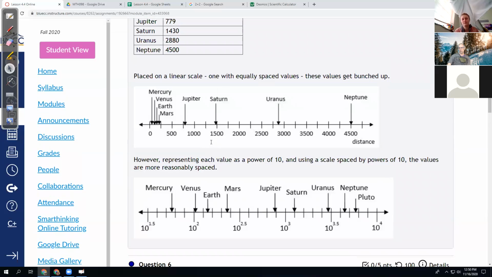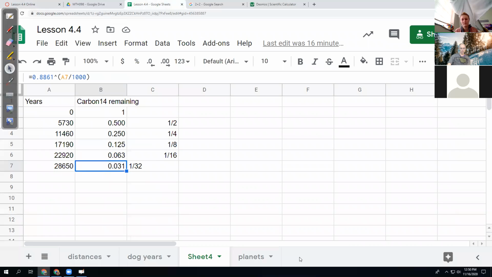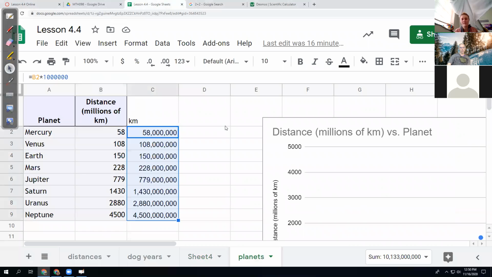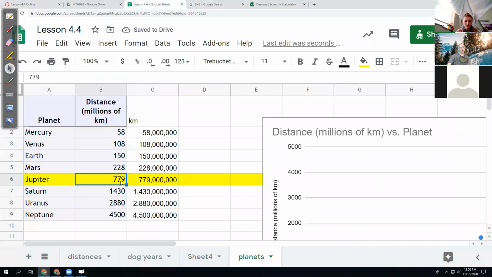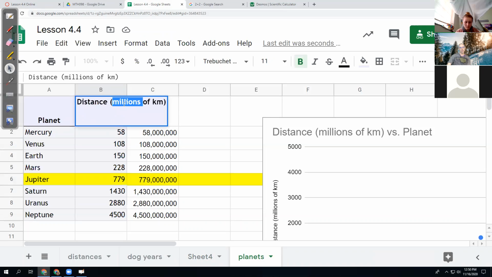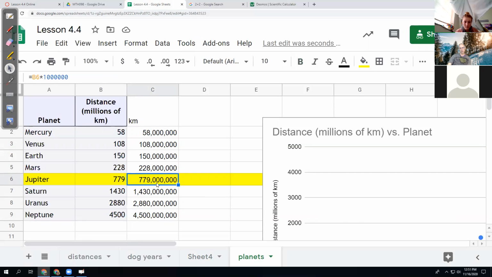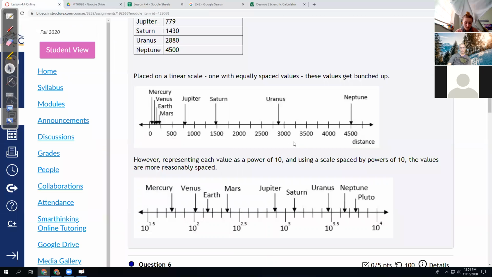So for example, let's just double check one of these. Let's pick on Jupiter. All right, so I put Jupiter in my spreadsheet over here. So I'm trying to get my Zoom screen out of the way. So Jupiter is the one I'm going to focus on here. Jupiter is 779 million kilometers away from, I think, the sun. Yes, from the sun. So I rewrote the number in millions of kilometers here. Let's double check that I got that right.